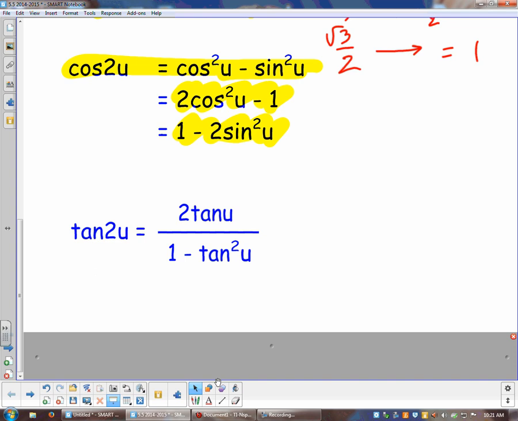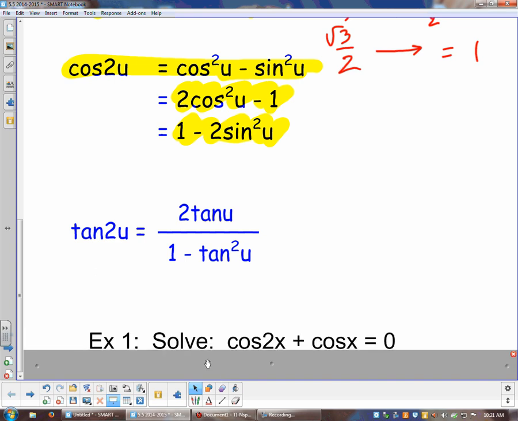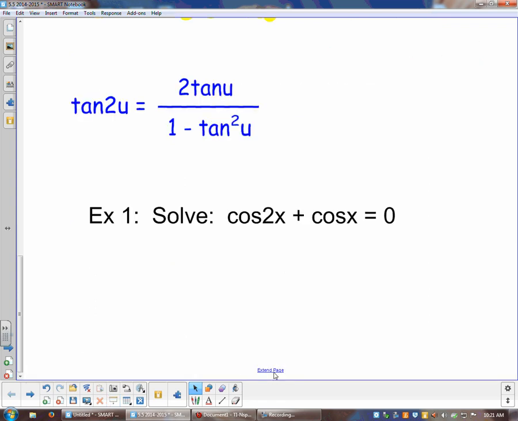So cosine of 2... Go back. These are all in your book. Cosine of 2x plus cosine x equals 0.